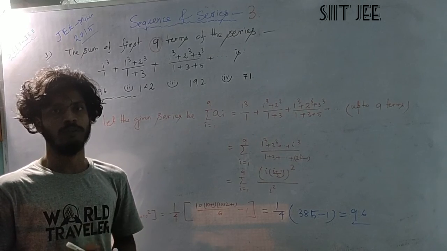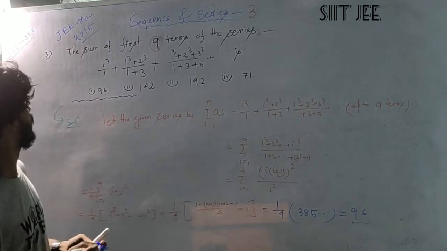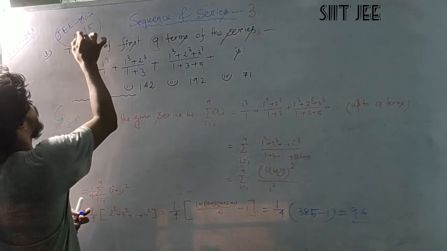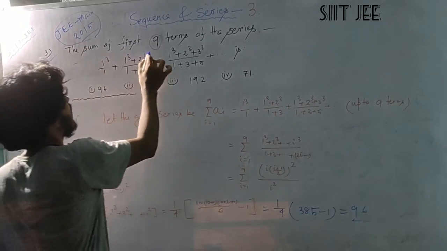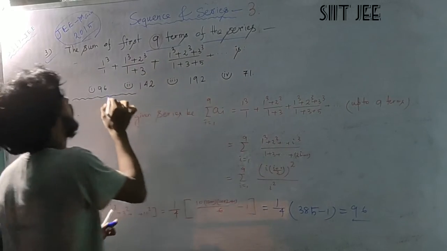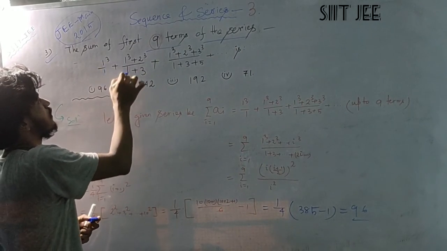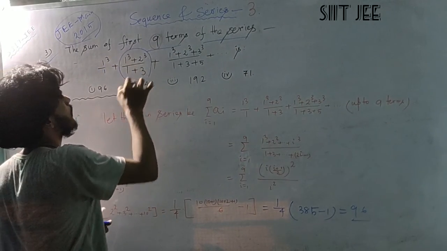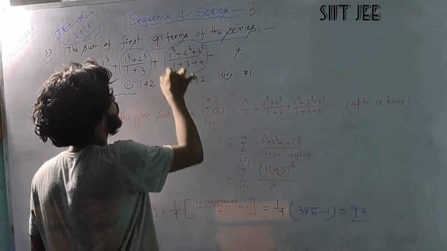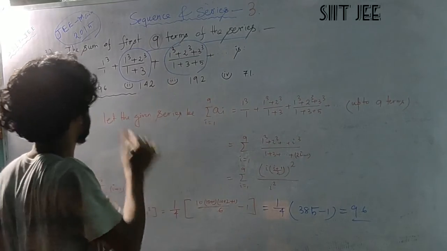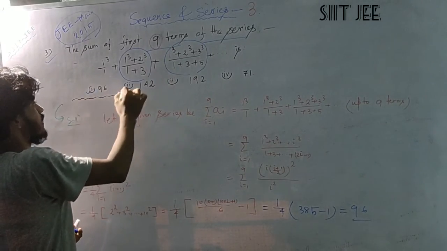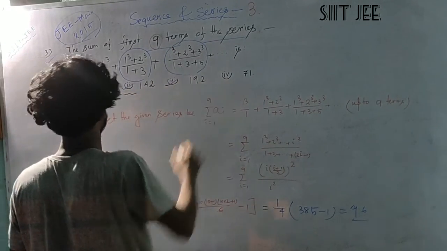Let's solve another problem that is taken from JEE 2015. The problem states the sum of the first 9 terms of the series: 1 cube by 1, plus 1 cube plus 2 cube by 1 plus 3, and the third part is 1 cube plus 2 cube plus 3 cube by 1 plus 3 plus 5, and so on. The options given here are 96, 142, 192 and 71.